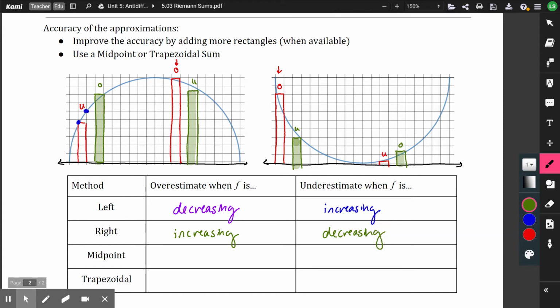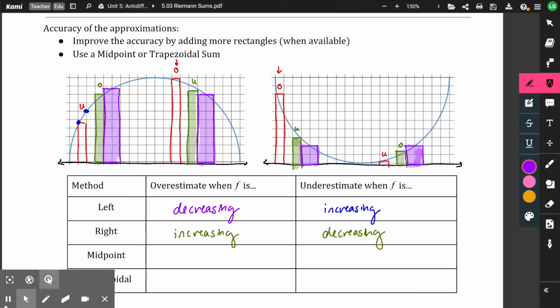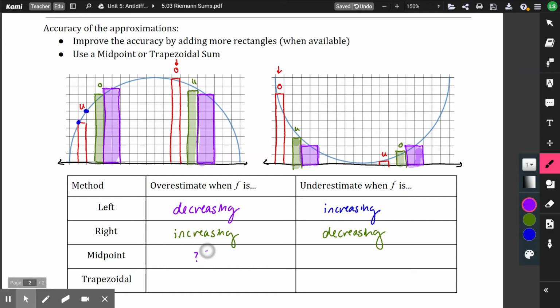Next up will be the midpoint Riemann sums. Here in purple, we're going to see the midpoint Riemann sums, and you can see that each one of them overlaps and underlaps the function at any given point. So there isn't really a way to figure out when a midpoint sum is going to overestimate or underestimate. Unfortunately, that has no clear indication.